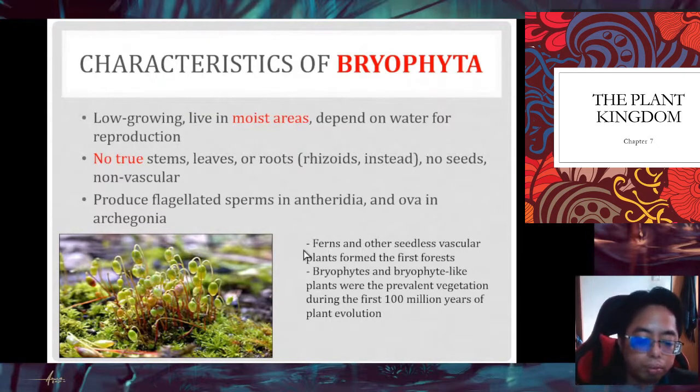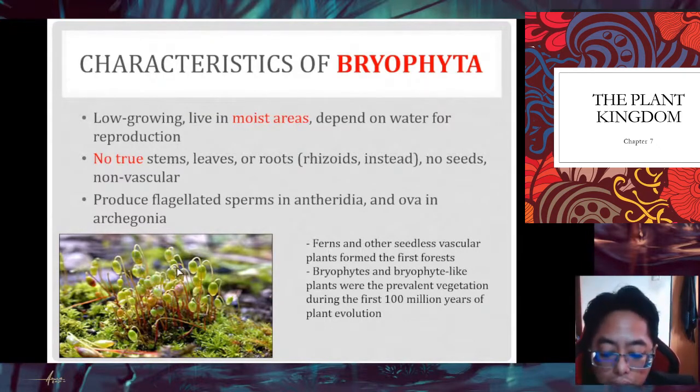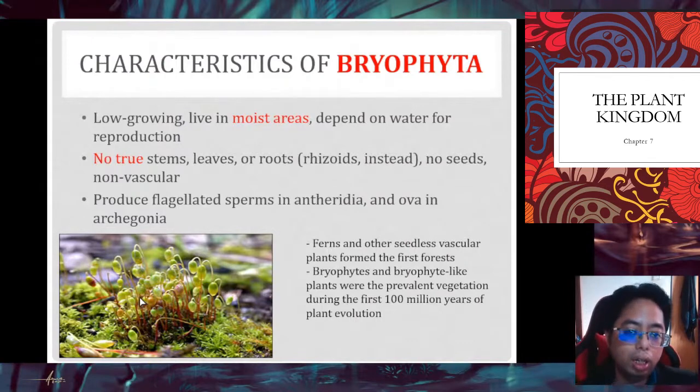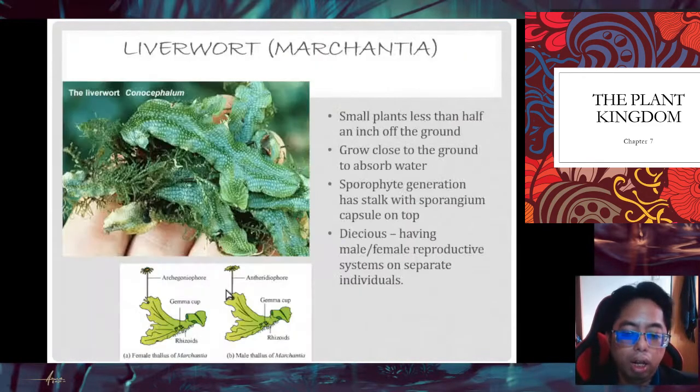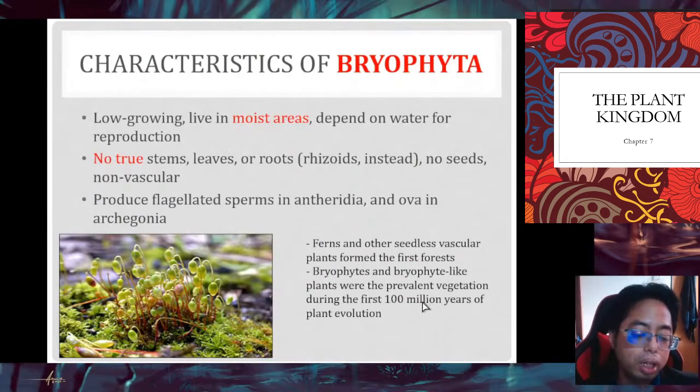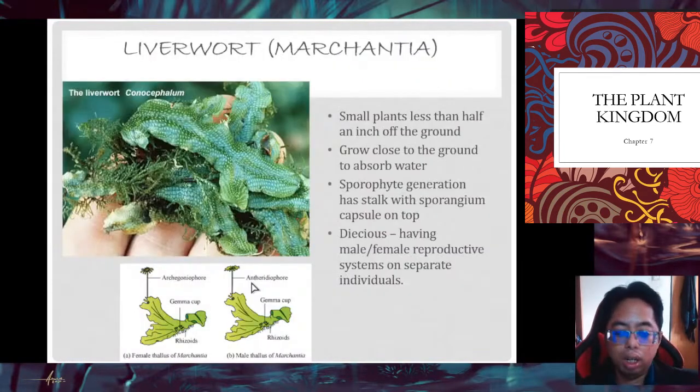Okay, or ovum. So despite being really, really small and kind of weak plants, they are the first ones on Earth. Back in the day, there was nothing else but just these mosses covering the whole Earth like a carpet. Okay, 100 million years of the first age of Earth was just all moss, no trees at all. Okay, so the first moss is what's called the liverwort or Marchantia.